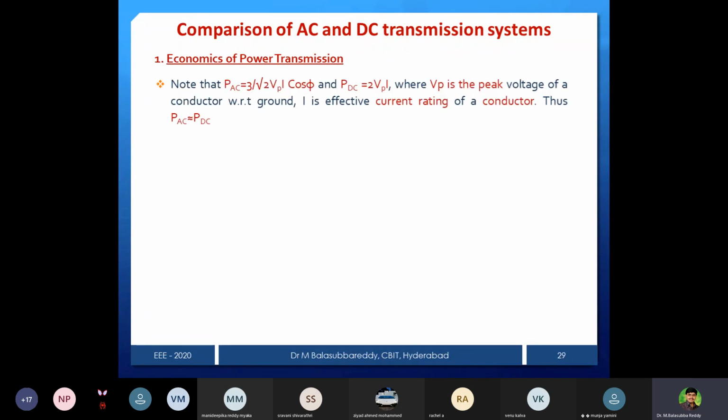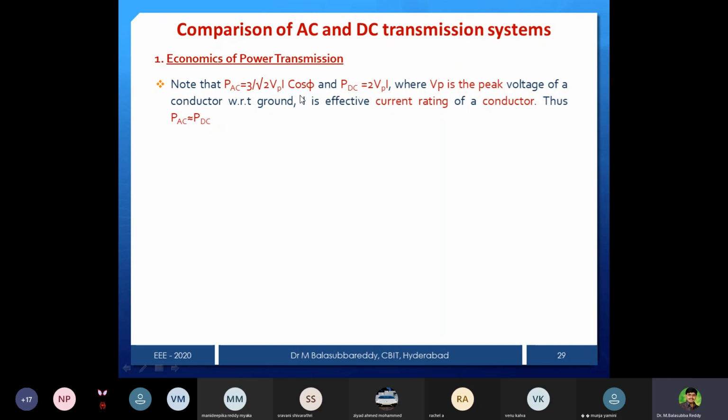In that, we can see one simple analysis I made here. The AC power formula is 3 Vp I cos phi, where the root 2 is from the RMS concept. So it is just 3 V I cos phi. On the DC side, with two conductors, it is 2 V I. Here Vp is the peak voltage with respect to the ground, and I is the effective current rating of the conductor. If I carry power on the AC side, this is the formula, and on the DC side, this is the formula.